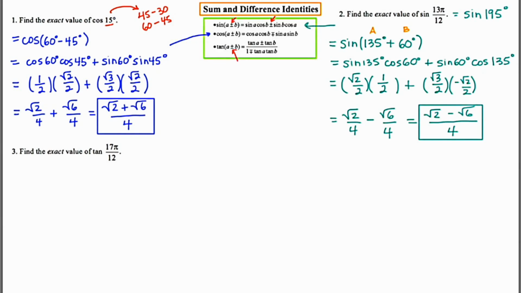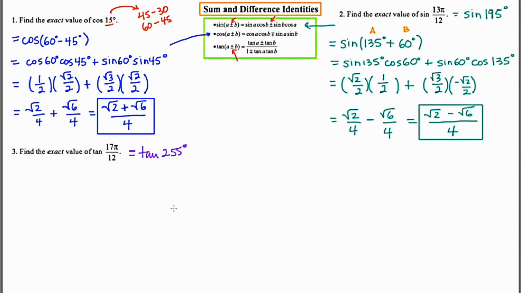Okay, skipping to the last example, example 3. Find the exact value of the tangent of 17 pi over 12. Again, because they're giving me the angle in radians, I just think it's easier to think of combinations when it's in degrees. Just my personal preference. So I'm going to convert 17 pi over 12 to 255 degrees.